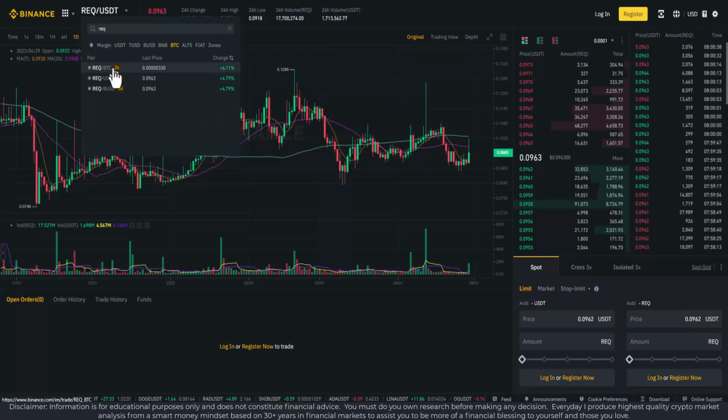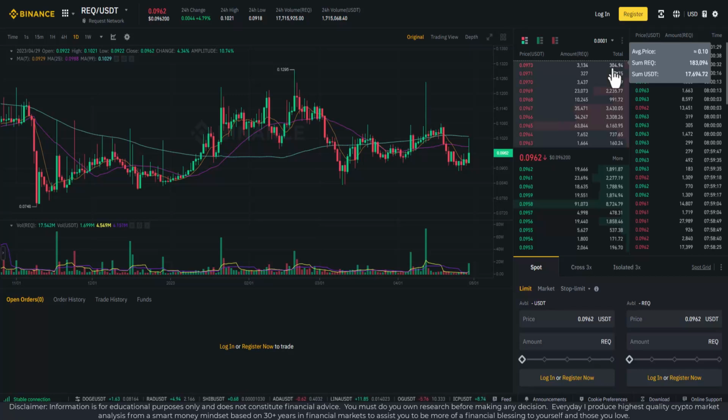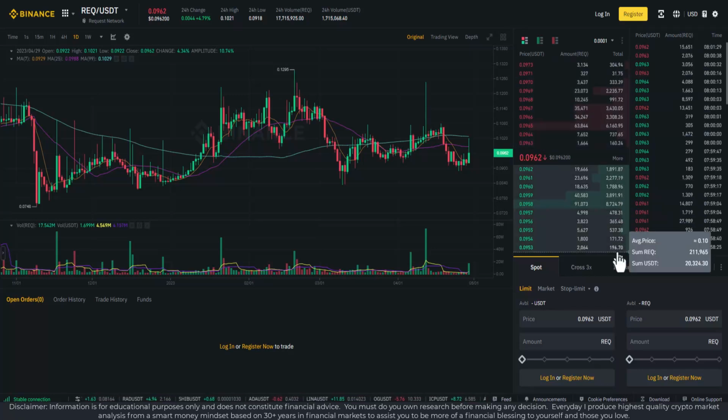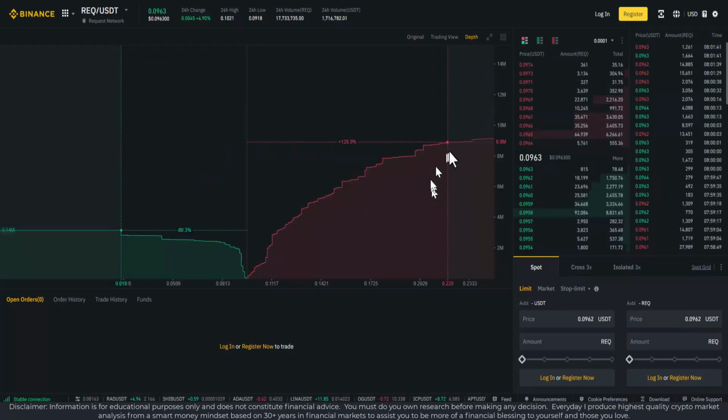You can see that there are several pairs to pair against. BUSD, which is Binance US dollar, USDT, which is Tether, and Request to Bitcoin. We just pick USDT. Let's have a look at the sellers. There's about 16,000, well now 17,000, say 18,000 worth of selling pressure, as opposed to 20,000 worth of buying pressure. And when we look at the depth chart, what do we see here? There's a lot of sellers.